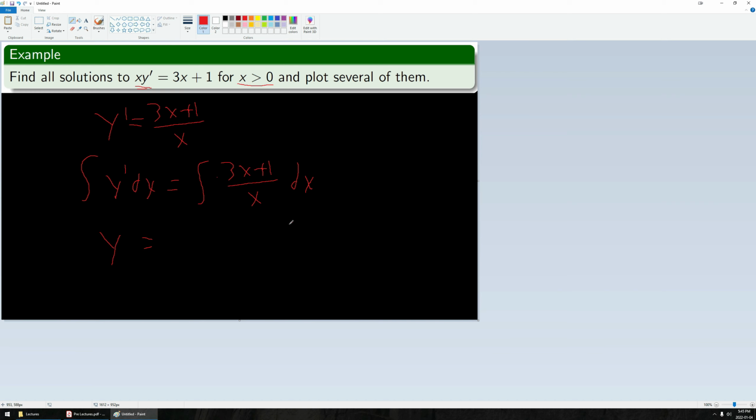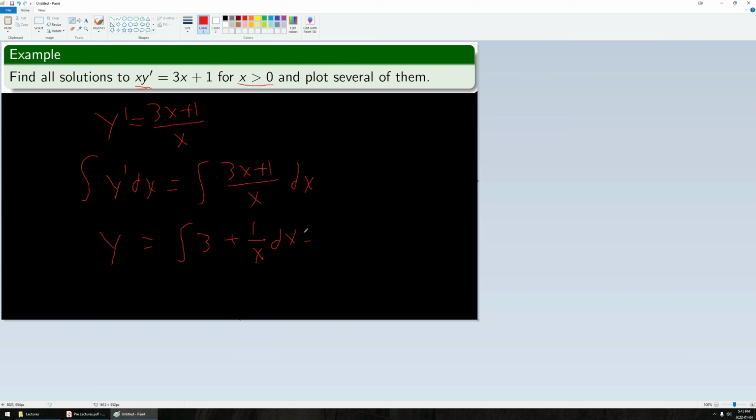Okay, so on the other side, what am I going to do? Well, I need to integrate it. So let's look at this and say, how can I simplify this expression? Well, I should be able to note that I could just split up this fraction. So I could first write this as the integral of 3, since x divided by x goes away, plus 1 over x dx.